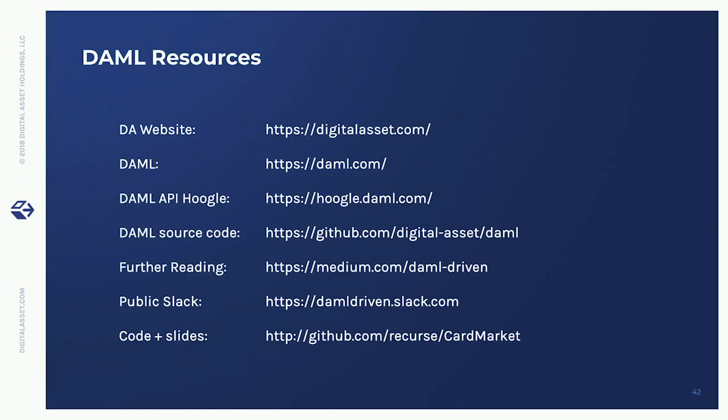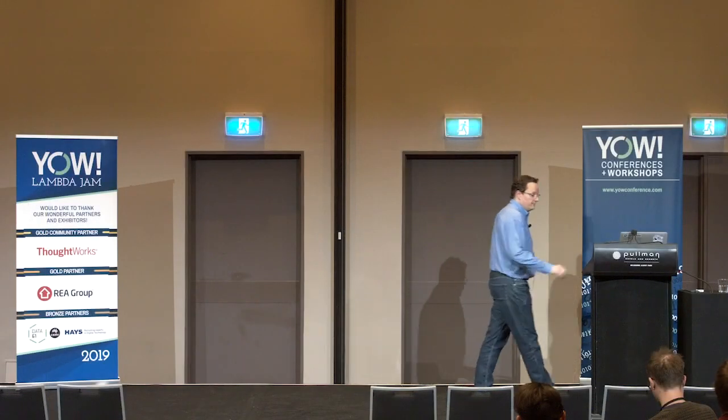So there are a number of resources. DAML, as I said, has been open sourced. We have our own deployment of Hoogle that we've run over the DAML standard library, so that's available as a documentation source, as well as the standard SDK documentation. There is a series of blog posts that go into this a lot further, as well as a public Slack, and these slides and the associated code are available on my GitHub repo.